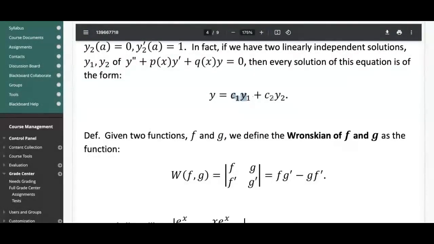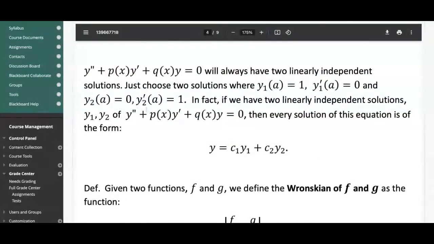Then there's no such c1, c2. Okay, that's a good question. Then this just means the solution. That's just one solution for the equation. This is talking about two solutions, linearly independent. If they are linearly independent, then every such form, c1 y1 plus c2 y2, for any numbers c1, c2, is also a solution for the equation.